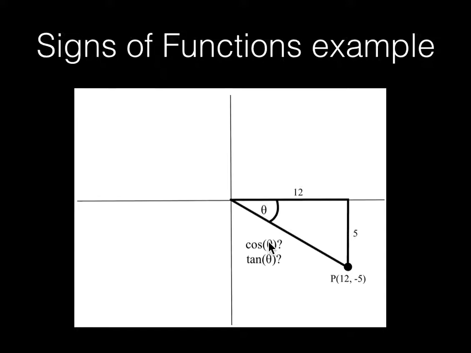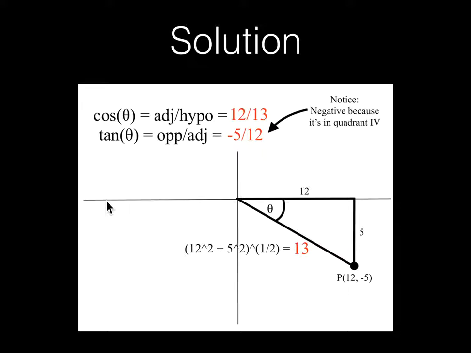So we're going to give you an example. If we have this point, 12 comma negative 5, what is our cosine and what is our tangent of this angle theta here? All right, I'll pause. You can pause the video if you'd like and solve this out. So we're going to start by solving for our r, which is just using the Pythagorean theorem. So it's going to be the square root of 12 squared plus 5 squared, which is 13.